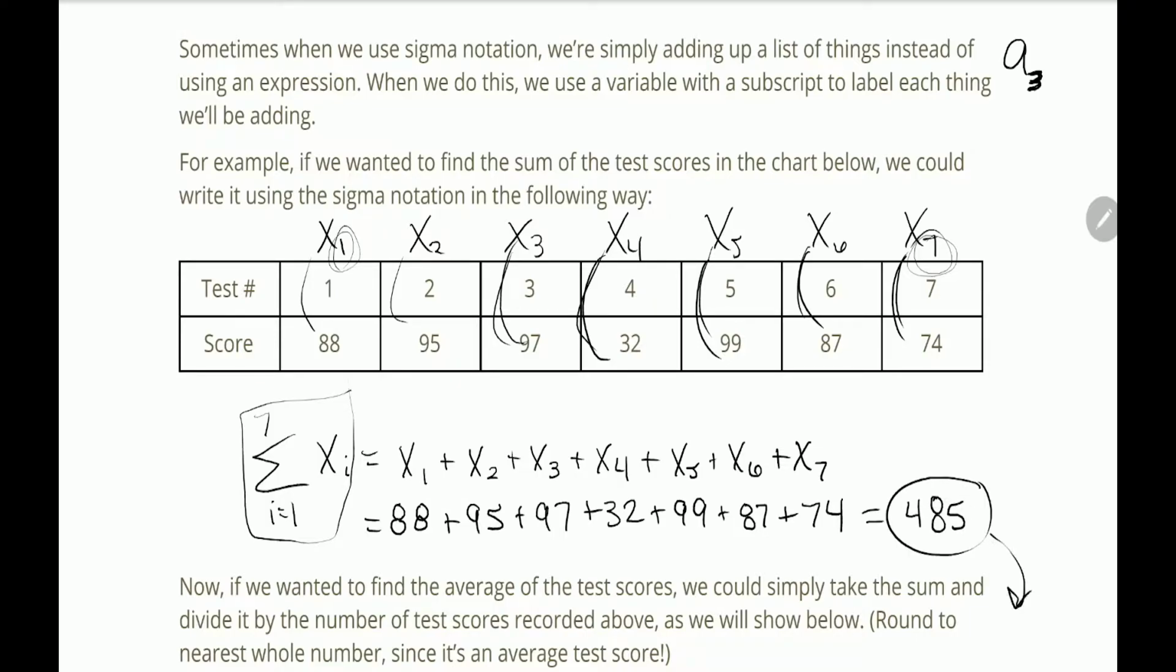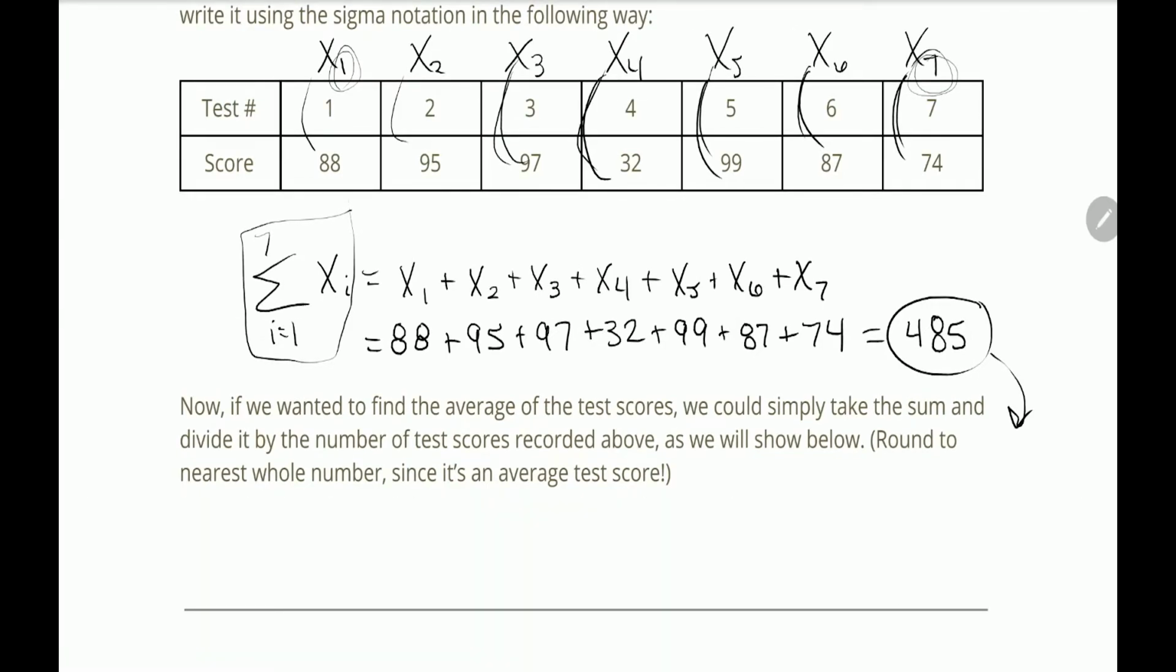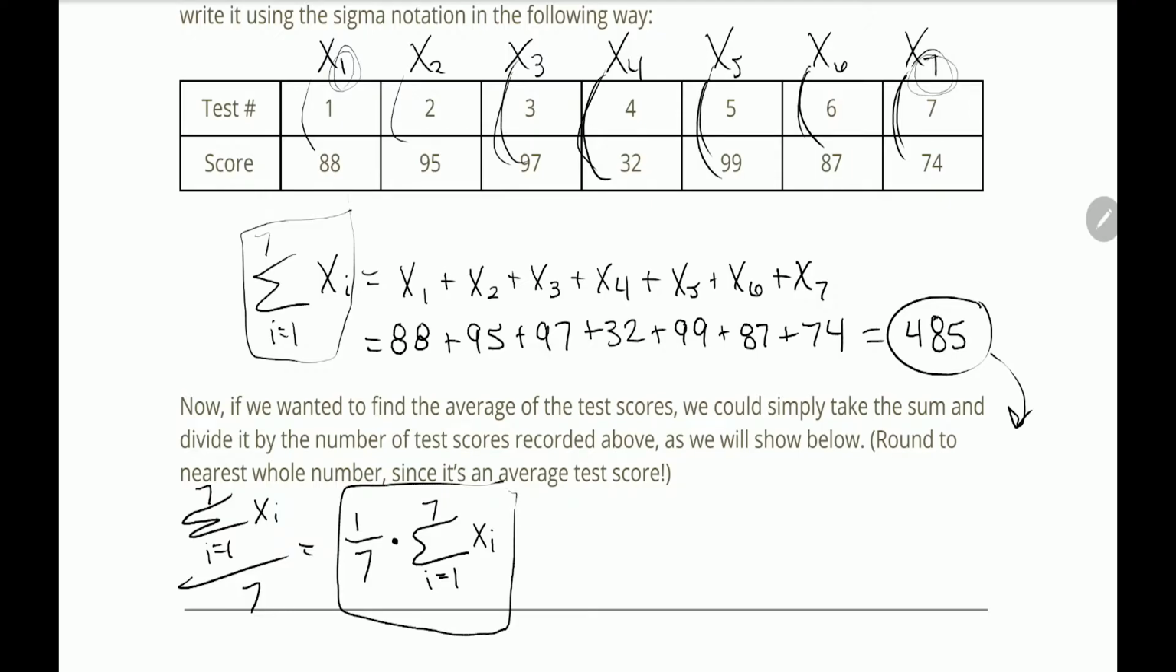So we're going to use that down here. If we wanted to find the average of test scores, we could simply take this sum and divide it by the number of test scores recorded. So here, we could write it as this summation. That's an ugly sigma, but that's okay. And we could just divide it by the number of test scores, so divided by 7. But instead of writing it that way, I'm going to write this divided by 7 as 1 over 7 times this summation, because it's the same thing. That's usually how you're going to be seeing it out there.